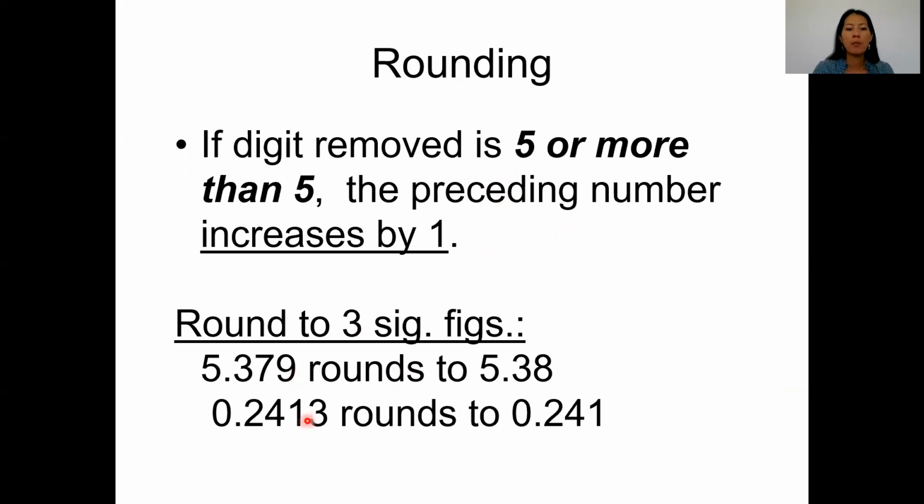So let's say I have these two numbers. I want to round them to 3 sig figs. So that means I want to cut off this last 9. Since 9 is greater than 5, I increase the 7 to an 8. So my answer is 5.38. If I want to drop this 3, it's less than 5, so I leave it alone. I leave the 1 alone. So my answer is 0.241.